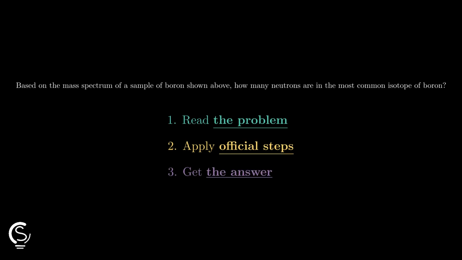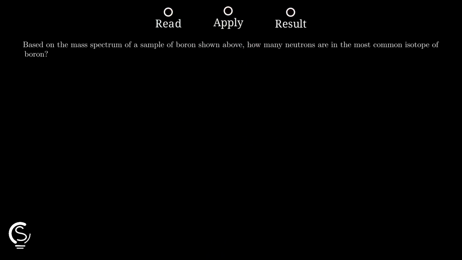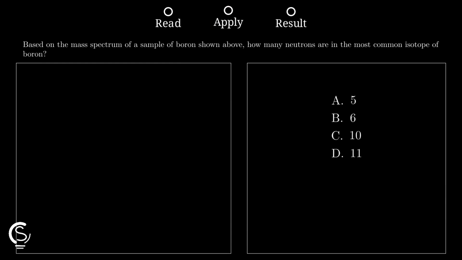Mass spectra questions look scary, but this one is fast because you just spot the most common isotope first, then turn that mass into neutrons. The spectrum shows boron has 2 isotopes, and the taller peak is the most abundant one. Watch this. The highest peak sits at mass number 11, so that isotope appears most often.